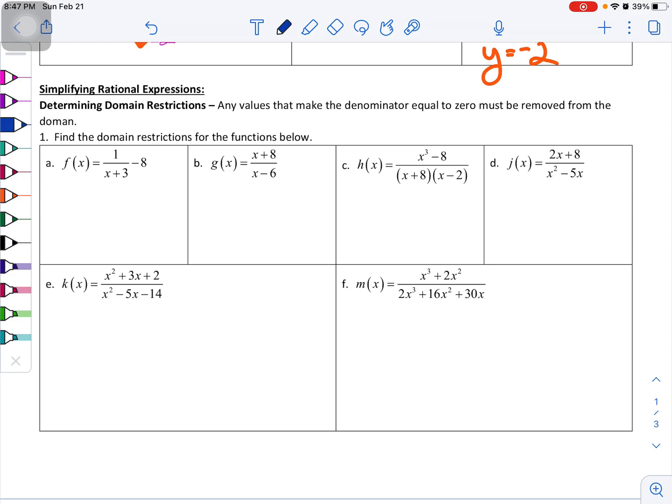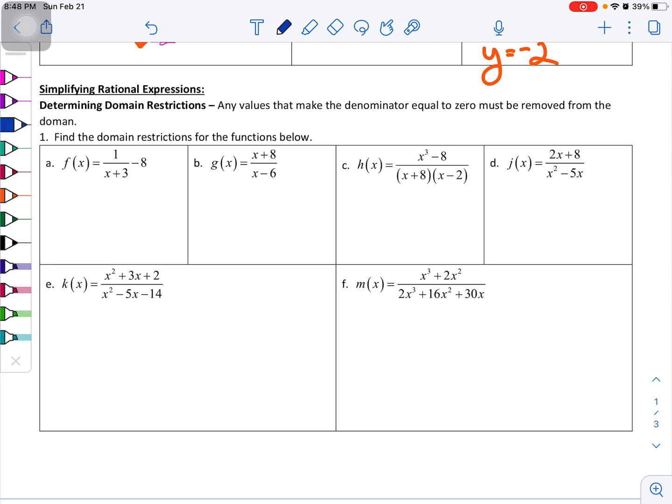All right, for this lesson, we're going to talk about how to find domain restrictions for rational functions. Now, a domain restriction is a value that has to get thrown out of the domain, hence domain restriction, and it happens anytime you have a value that makes your denominator equal to 0. It's not possible to divide by 0 mathematically. It doesn't make sense. So we throw those values out of the domain.